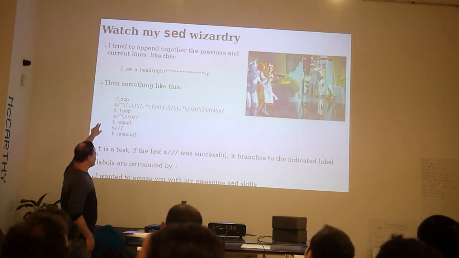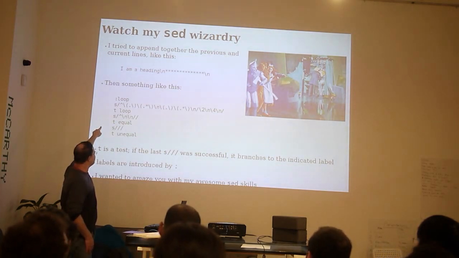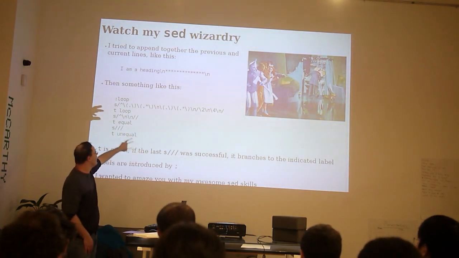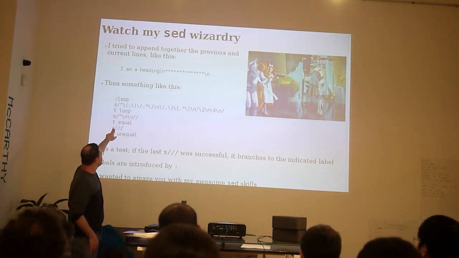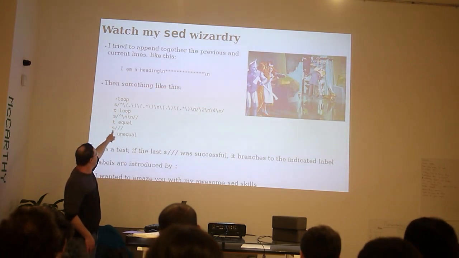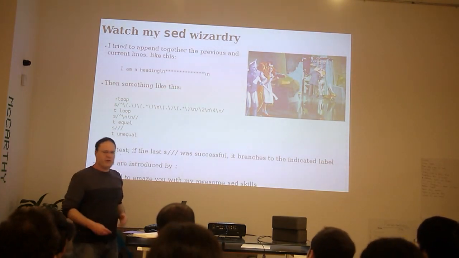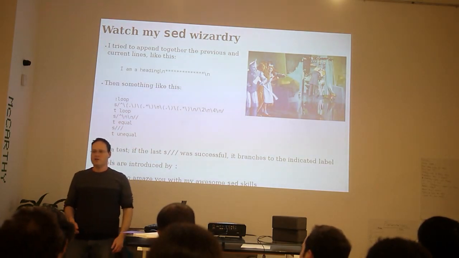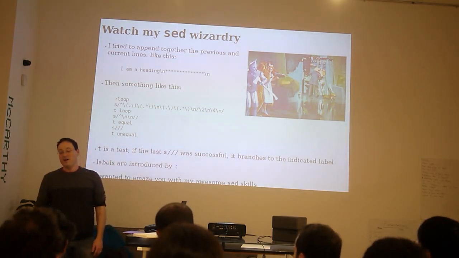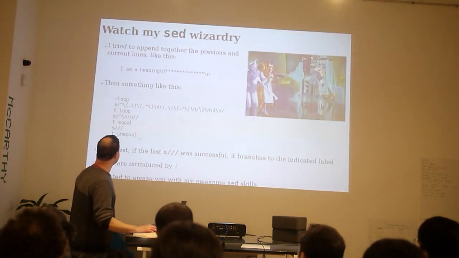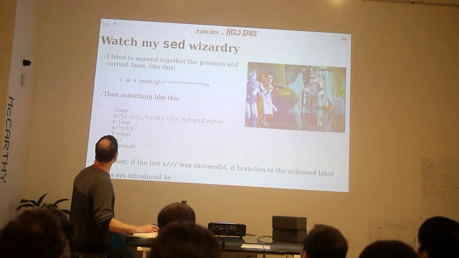T is a test here, and if the last command was successful, like the substitution actually did something, then it transfers control to the label, and the colon thing is a label. I really, really wanted to impress everybody with how awesome I am with sed, but I'm not. I couldn't get it to work. If somebody else wants to fix this and show me how to fix it, I will be grateful.